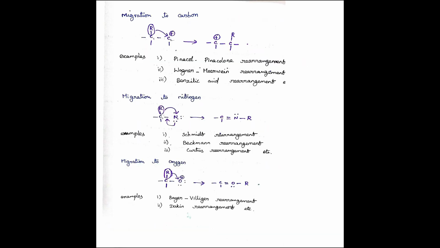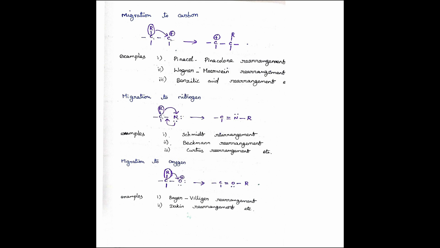We are talking here about nucleophilic rearrangement. In nucleophilic rearrangement, migration takes place from one carbon to another atom. The electron deficient atom may be carbon or nitrogen or oxygen. First, we are seeing migration from carbon to carbon. You see the reaction. Migrating group R migrates from C1 carbon to C2 carbon. Examples for this reaction: pinacol-pinacolone rearrangement, Wagner-Meerwein, benzilic acid rearrangement.